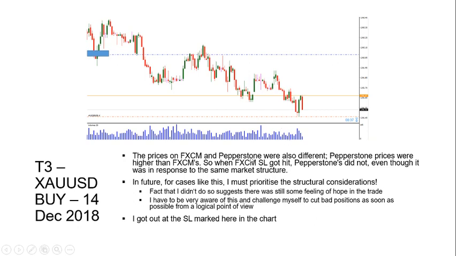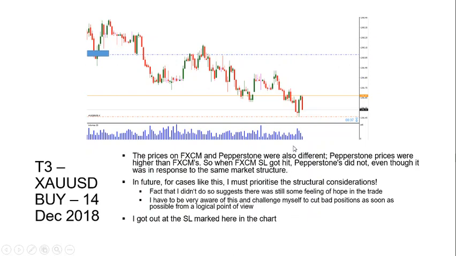But around this point, I realized the FXCM and the Pepperstone prices were slightly different. Pepperstone was a bit higher, and that meant that when my FXCM SL got hit, Pepperstone's did not, even though it was in response to the same market structure, right? So even on the FXCM, I was seeing this kind of thing, and the SL had gotten hit. But due to the price discrepancies, I just stayed in. And so in future, for cases like this, my plan is to prioritize the structural considerations of price, not the actual prices for entries, exits, and analysis. I have to be very aware and challenge myself to cut back positions.